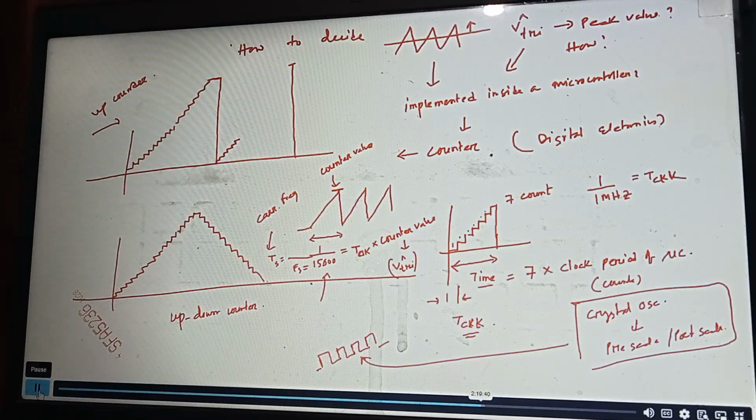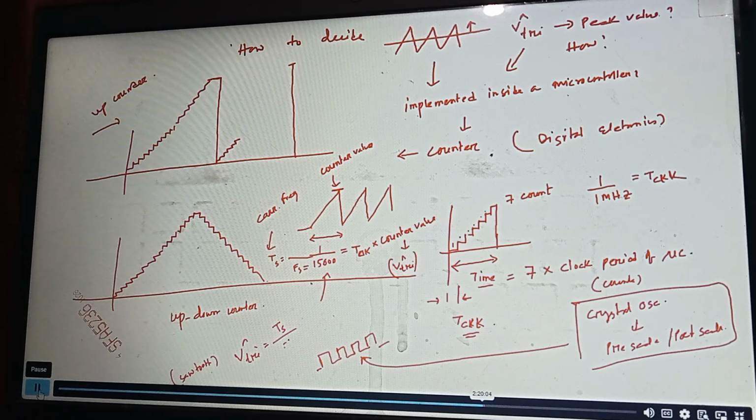So once I know my required switching frequency, I know the time period of the carrier signal. Once I know the time period of the carrier signal, V try, for a sawtooth, is nothing but TS by T clock, where TS is the time period of the carrier waveform. T clock comes from microcontroller data, and TS comes from your desired switching frequency. So that's how your V try peak gets decided. Okay.